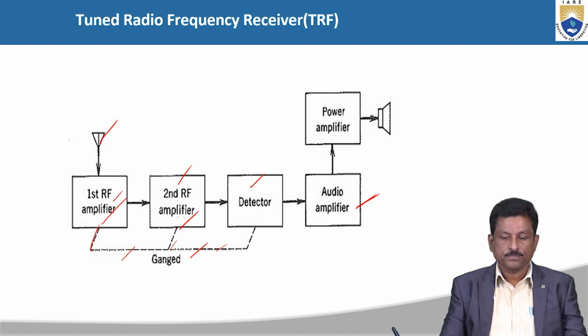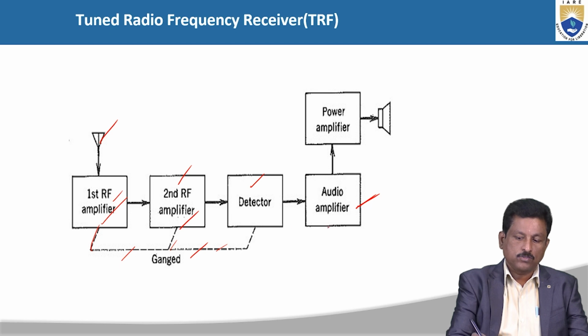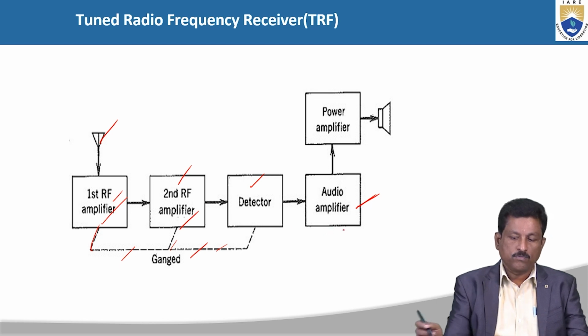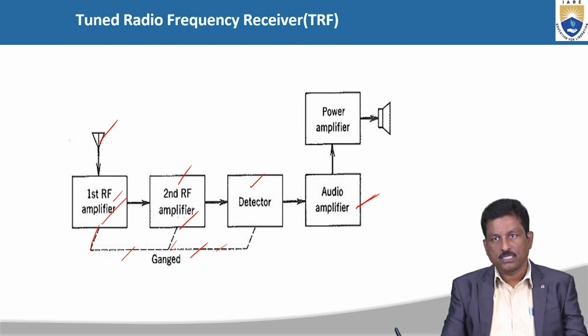Once the demodulation or detection is over, the received signal is available in the audio frequency range. So we have to arrange this audio amplifier for increasing the strength of the modulating signal. If the signal strength is very weak, then you can go for the audio frequency amplifier, which can increase the strength of the modulating signal.